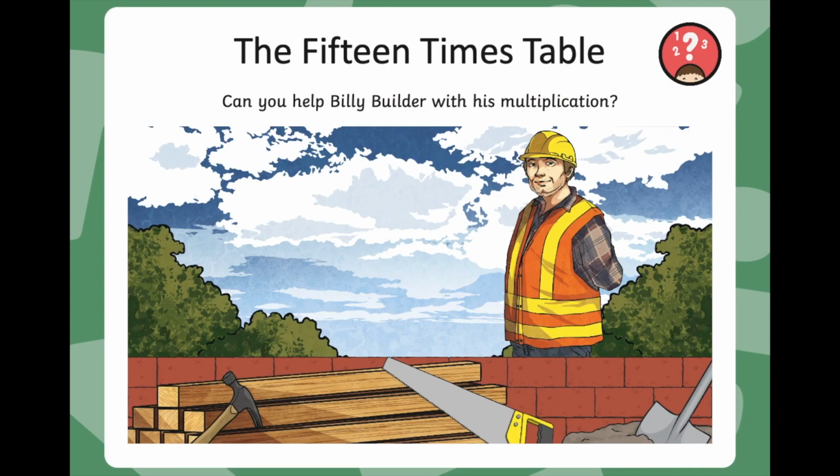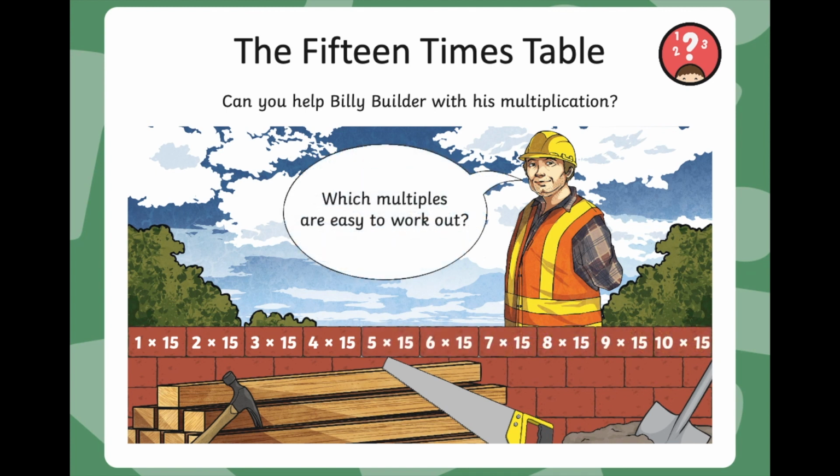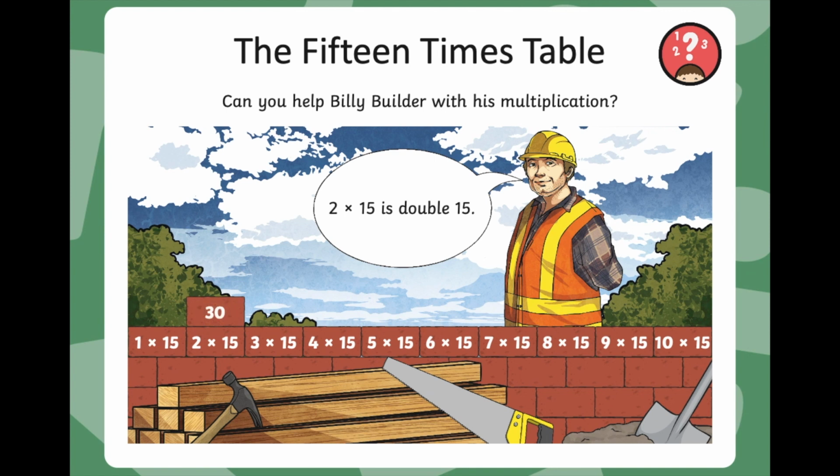15 times table. Can you help the Billy Builder with his multiplication? So coming up here we've got our 15 times tables up to 10 times 15. Which multiples are easy to work out? 2 times 15 is double 15, which is 30. 4 times 15 is double 2 times 15, or 5 times 15 take away 15, and that's 60. 5 times 15 is half of 10 times 15, so that's 75.